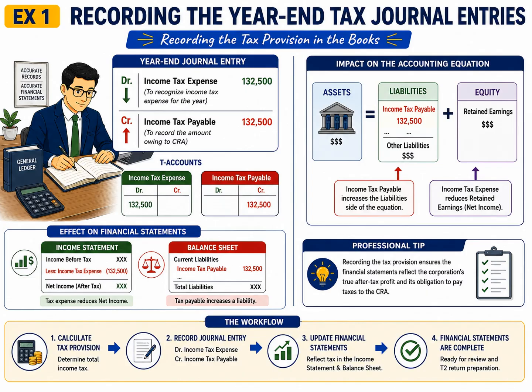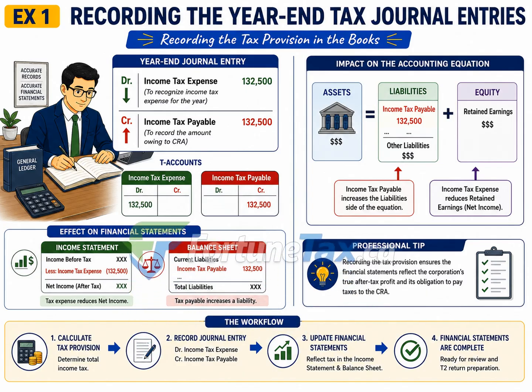The debit records the cost of income tax that relates to the current year's operations, while the credit creates a liability representing the amount the corporation owes to the Canada Revenue Agency. Let's understand why this entry works. Income tax expense is an expense account, so recording the debit increases the corporation's expenses. Higher expenses reduce net income, which means the corporation's after-tax profit is reported correctly on the income statement.